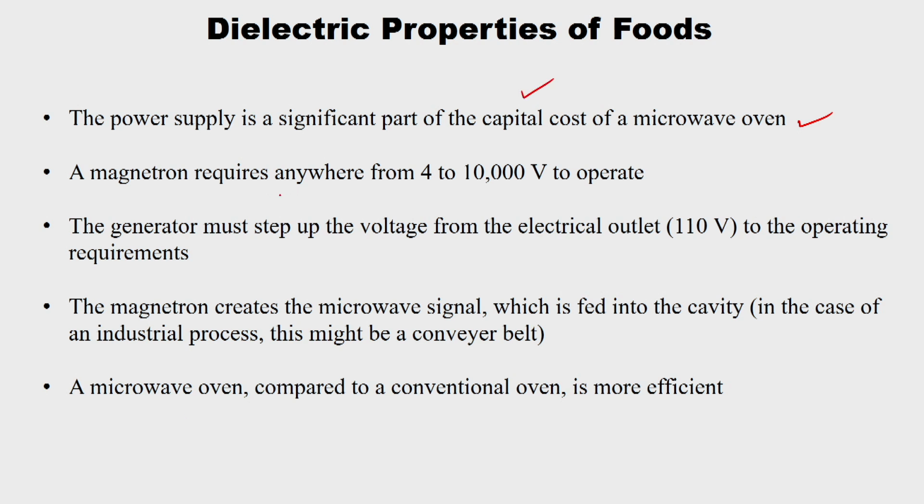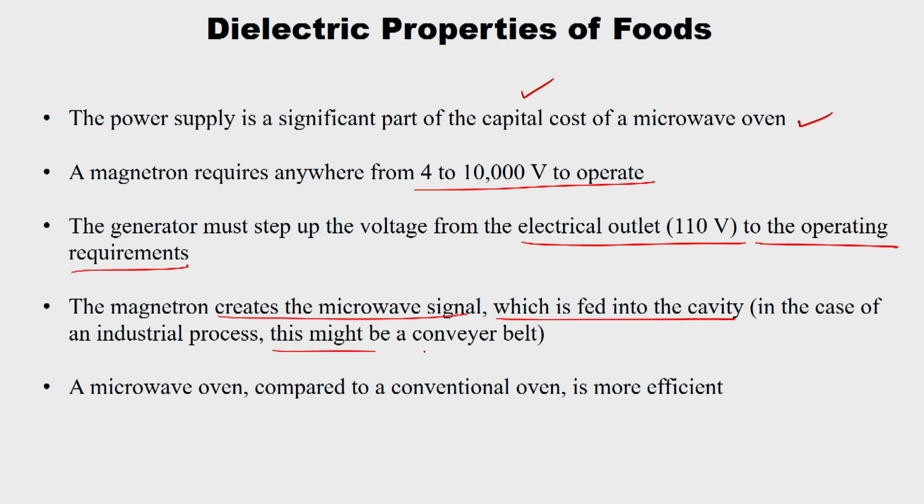A magnetron requires anywhere from 4 to 10,000 volts to operate, and the generator must step up the voltage from the electrical outlet of 110 volts to the operating requirement. The magnetron creates the microwave signal, which is fed into the cavity. In the case of an industrial process, this might be a conveyor belt.